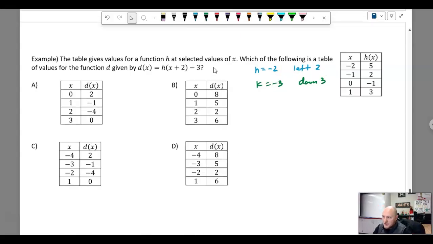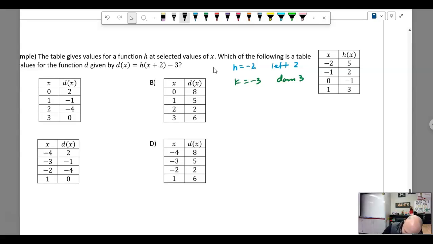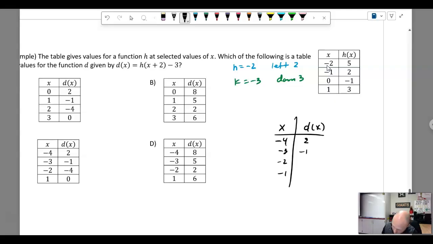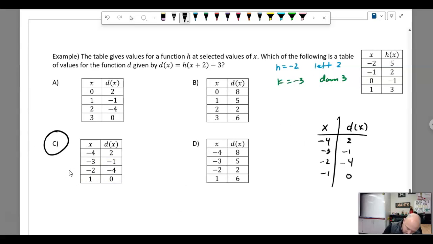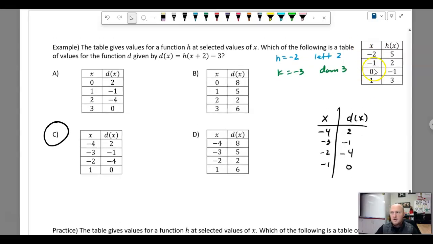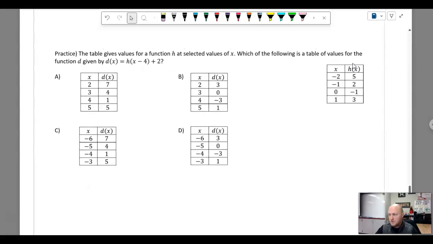A couple of ways you could do this. You can make a new table if you want, x and d of x, or you can just look at it conceptually. If I take all these values and I subtract 2, it's going to be negative 4, negative 3, negative 2, negative 1. And then my outputs, I'm going down 3. So 2, negative 1, negative 4, and 0. That's what I'm looking for. I think the answer is C. If you had an a value, you would multiply the y values first and then take the k value. If you had a b value, you'd multiply that times your x values first and then add your h, which we don't have in this example.